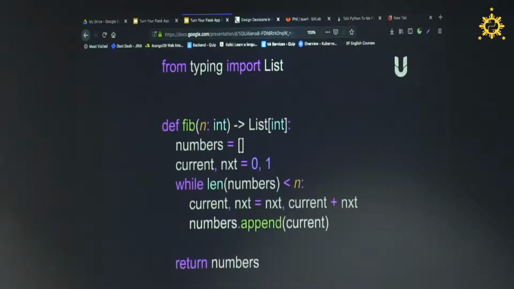So I have a simple Fibonacci sequence in here. We import List from typing. Does anyone here use optional static typing in Python? Just two, okay. It's really nice though. It is optional, but we can use static typing in Python.